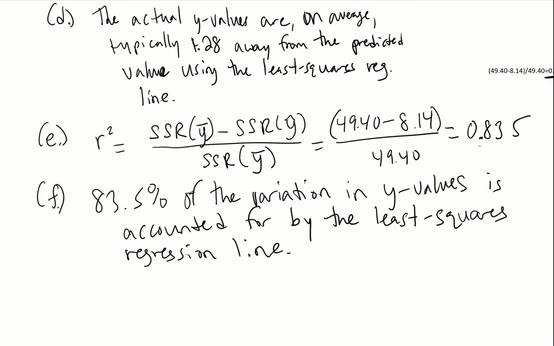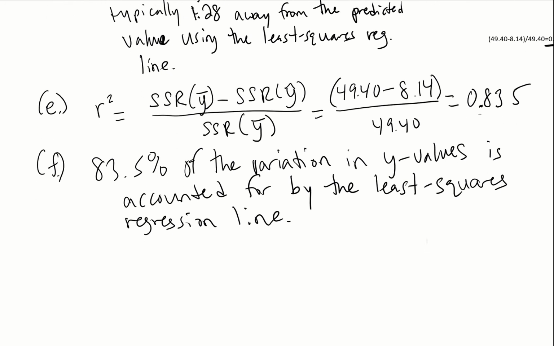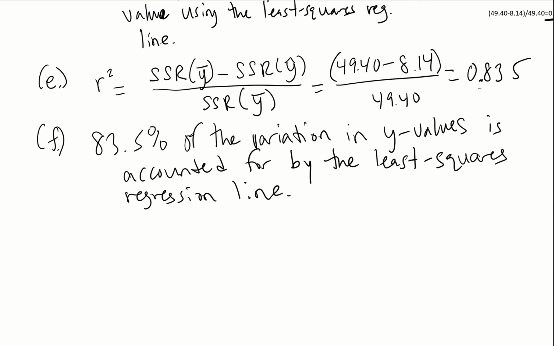And so the least squares regression line is able to take into account most of the variation, 83%, whereas the other 16% or so is accounted for by other factors. Could be random chance, but it could be also other factors involved. So this is actually a pretty good model. 83.5% is pretty good, but just keep in mind that it's not perfect, right?